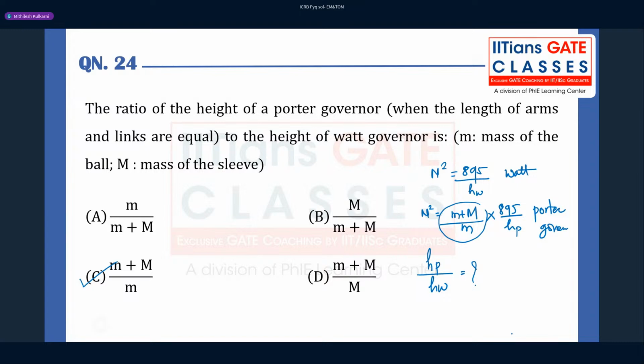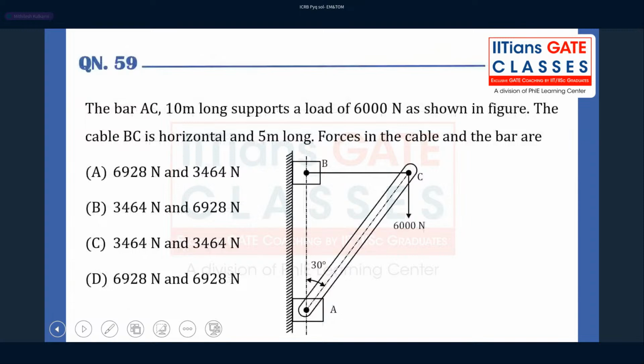Coming towards the next question. This is from the mechanics. What they are asking in this case is we have a bar of 10-meter long that supports a load of 6,000 Newton as shown in this figure. And there is a cable BC, which is horizontal, 5-meter long, and the force in this cable and the bar is what we are supposed to calculate.